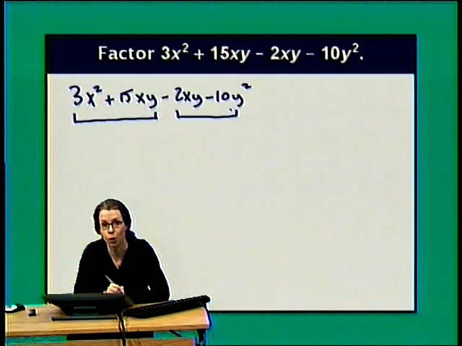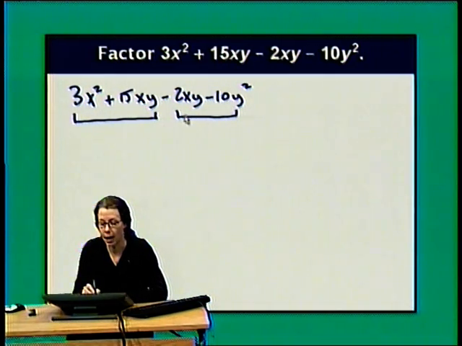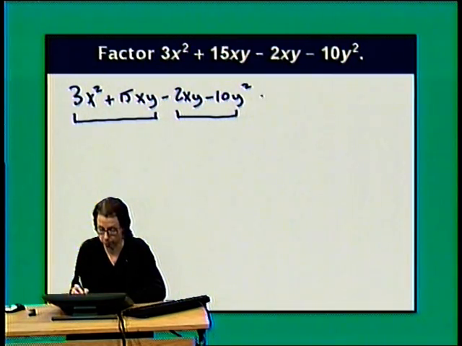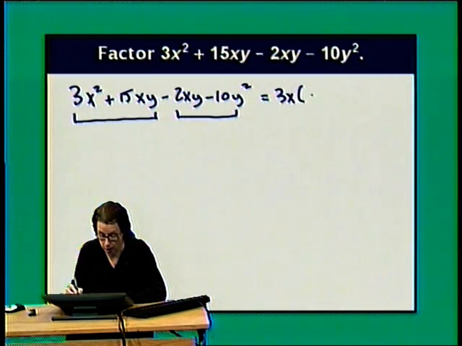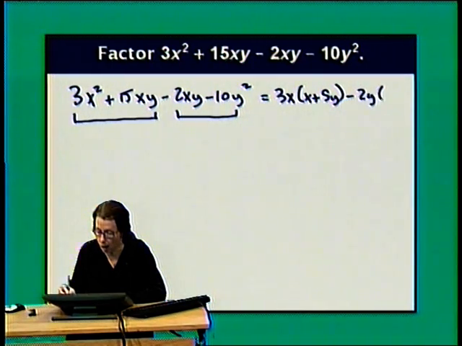The first two terms, I have a common factor of 3x. In the second pair of terms, I have a common factor of negative 2y. So I'm going to try factoring by grouping. Pulling out 3x leaves behind x plus 5y. Working with the last two terms, pulling out a negative 2y leaves behind x plus 5y.